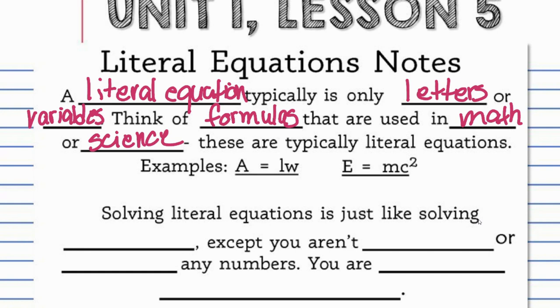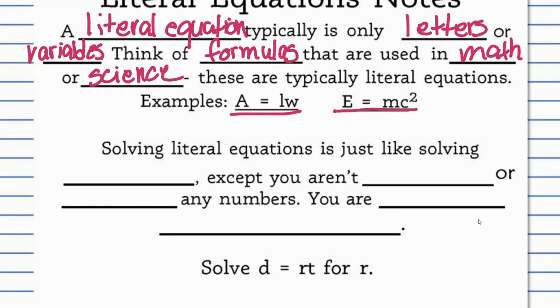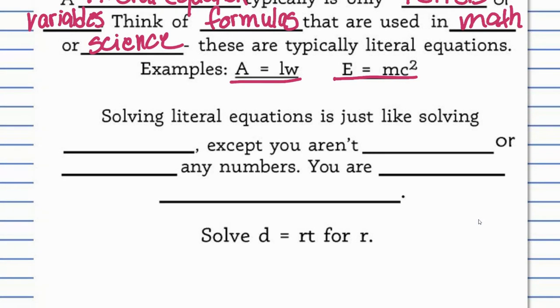These examples here are typically literal equations, like area equals length times width, right here. That's a literal equation. That's a formula, right? There's no constants in this formula. Well, what about this one? E equals mc squared. You may not have talked a lot about energy and Einstein's famous equation for energy, but E equals mc squared is a literal equation. There's no constants in there.